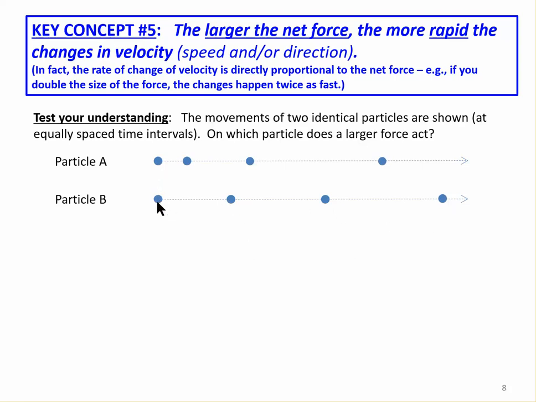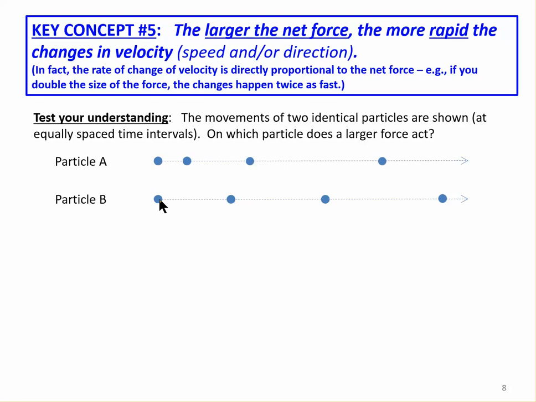So it's clear that particle B is traveling faster than particle A. After all, in 1 second, particle A goes from here to here. But in 1 second, particle B goes from here all the way to there. So particle B is traveling faster. But how do you determine forces? Forces change the object's velocity. And the larger the force, the more rapid the change is occurring.